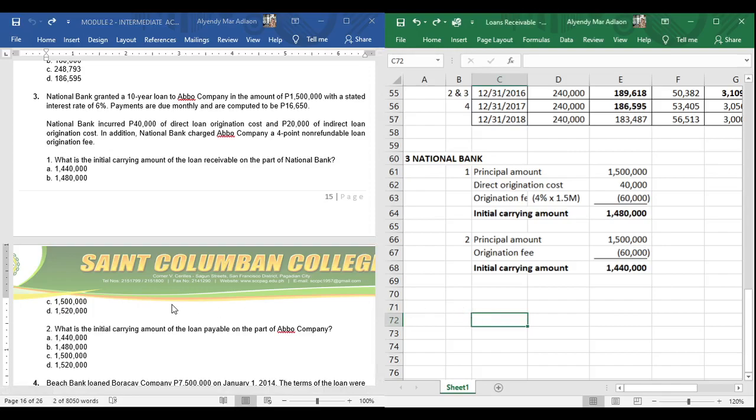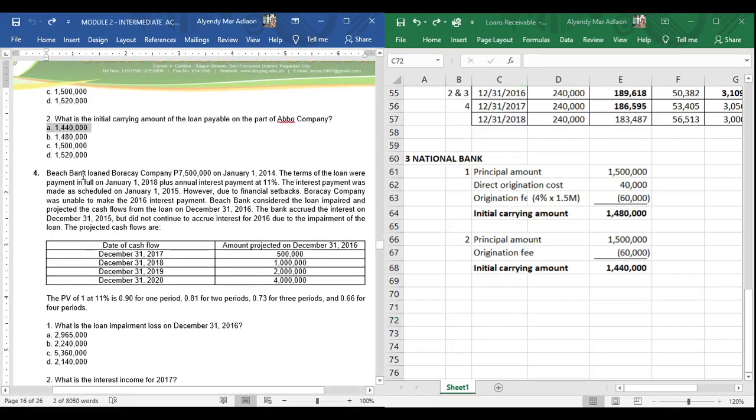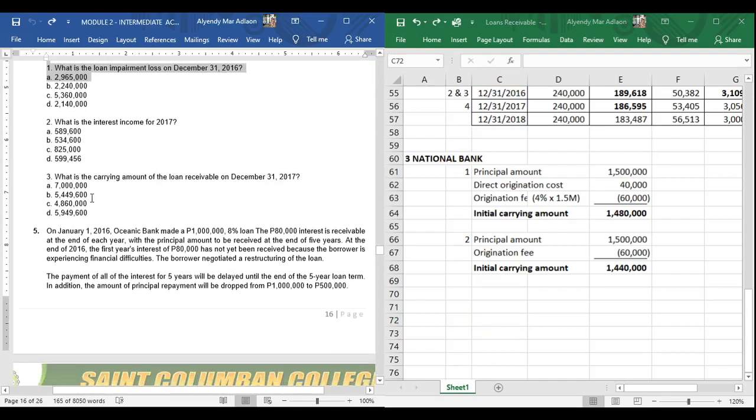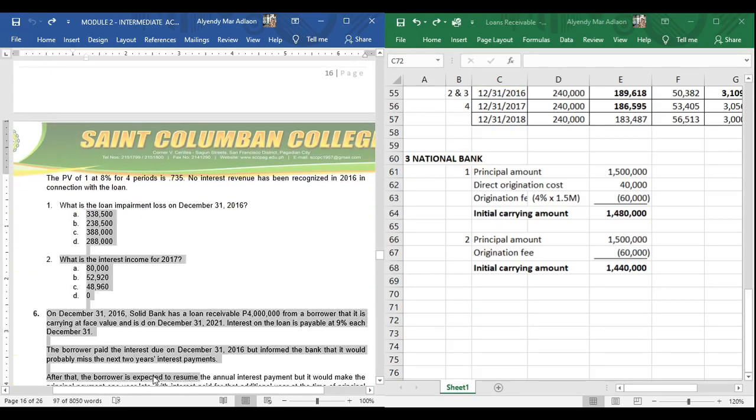Okay, so for the initial and subsequent measurement topics of loan receivable, I guess that would be all. For the remaining questions, this would be all about the impairment of loan, and I'll see you in the next video for the discussion of the impairment of loans receivable.